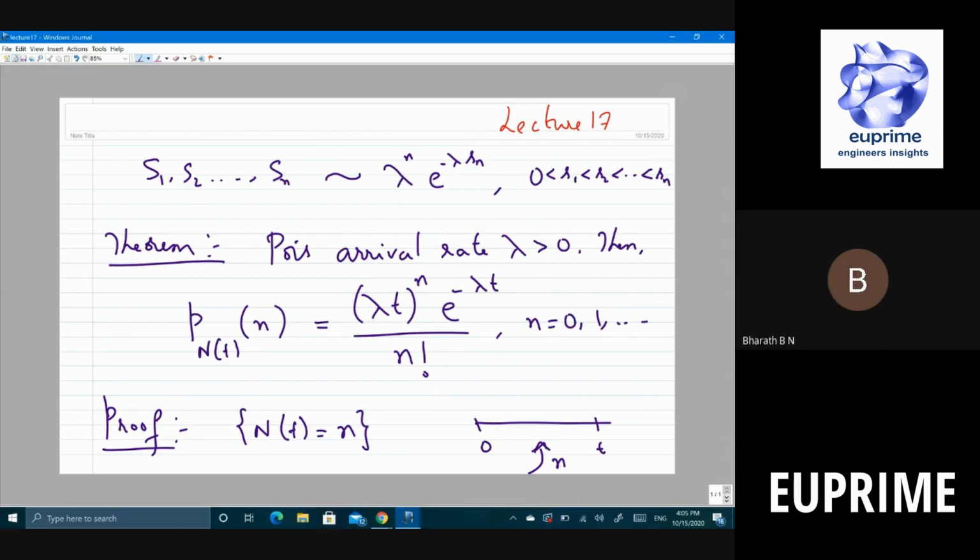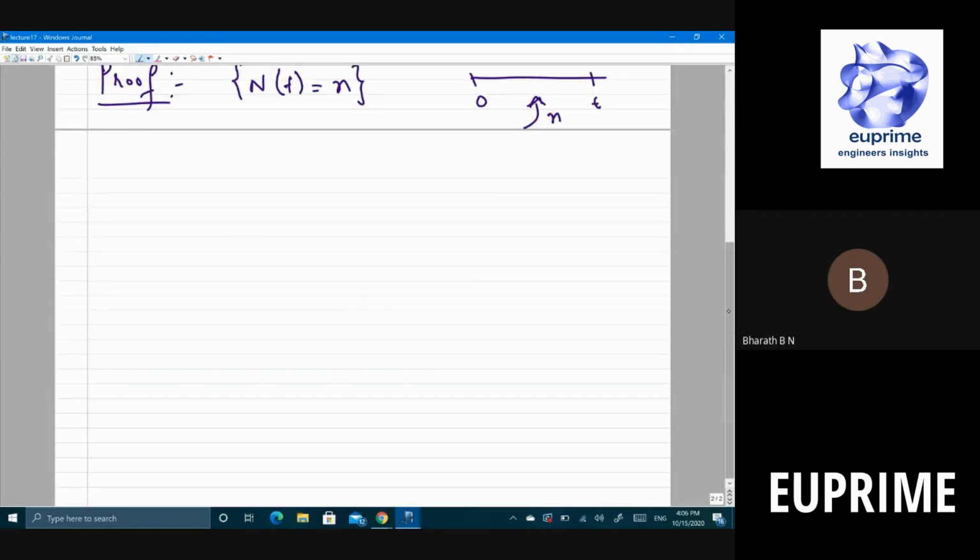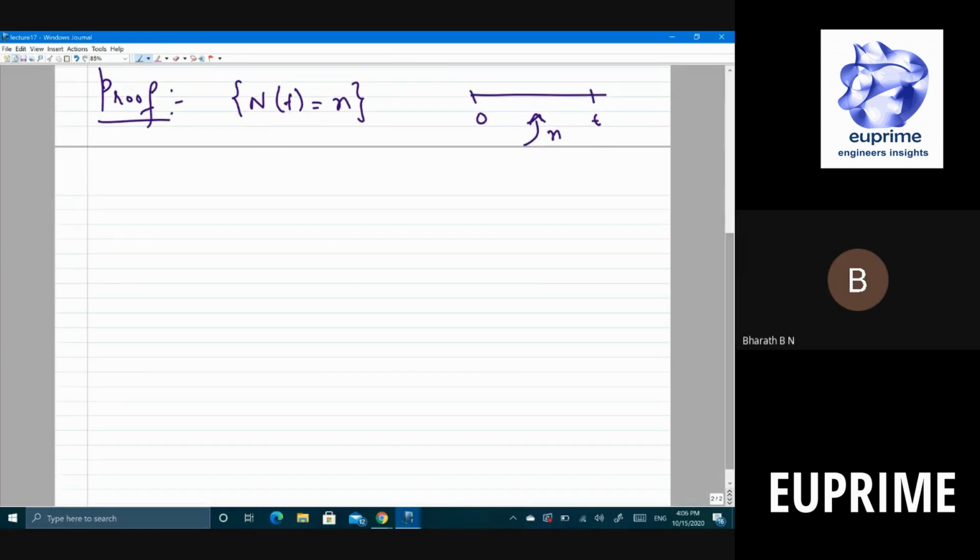So when do you think, let's see, I will not follow this book. Let's try a different approach now. Whatever we think based on discussion, and then we'll see whether we get the desired answer or not. So when do you think N of t will be equal to n? Sn plus 1 is greater than t. Okay, so Sn plus 1 is greater than t. This doesn't mean that Sn is less than t, right? It says the n plus 1th arrival happens after t. That's all it's saying. It's not saying that n people have already arrived within the time interval 0 to t, right? That is what we want. So we need this condition and Sn less than or equal to t.